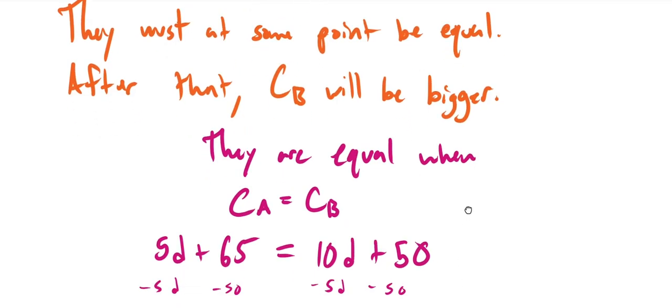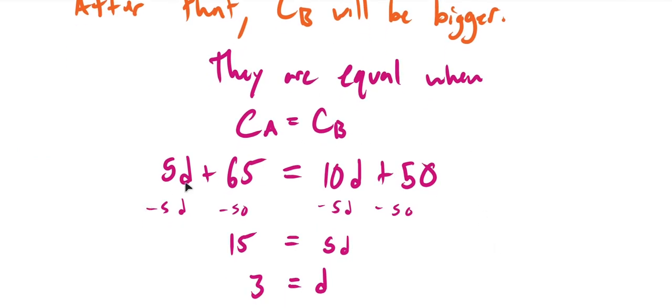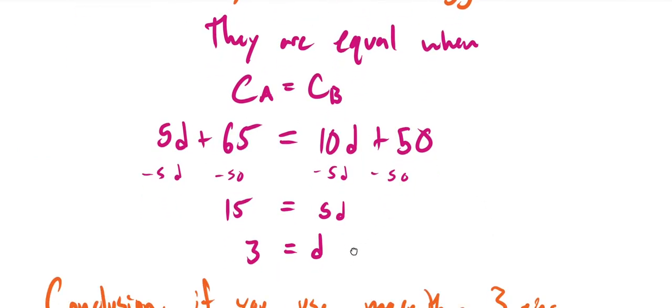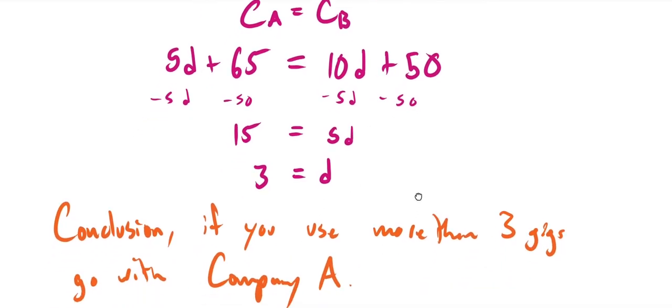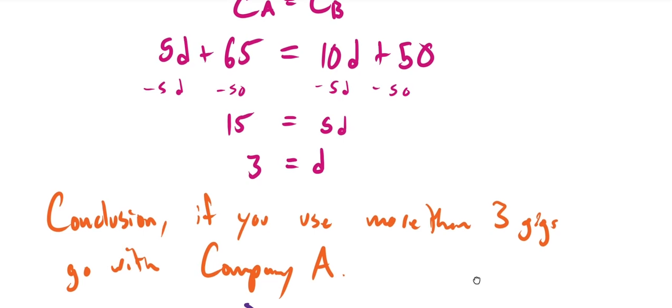So we can set them equal to each other, right? And solve for D. And here's me doing that. In doing so, I would find D is equal to 3. So if you use more than 3 gigabytes, you should go with company A.